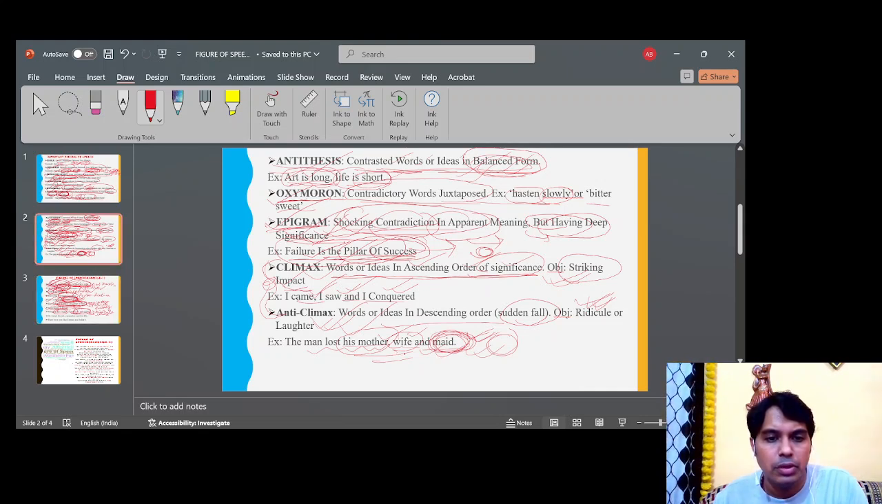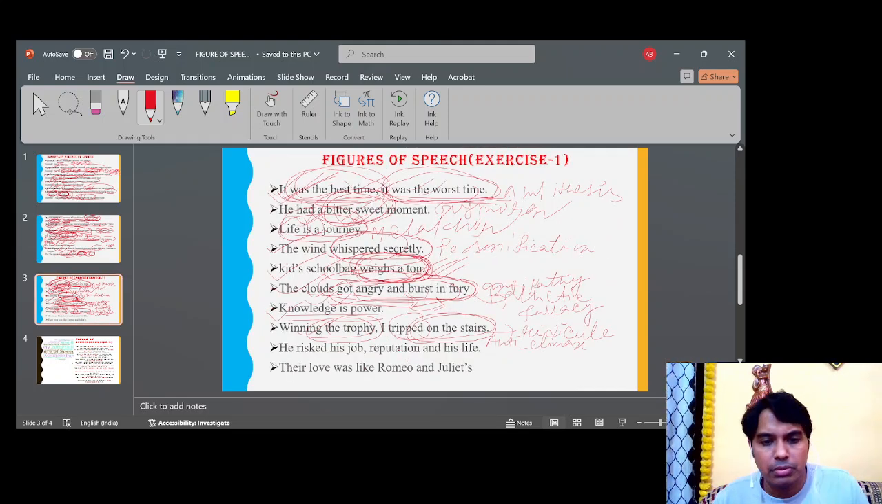Look, you will see: winning the trophy, I tripped on the stairs. So I tripped on the stairs; its objective is to create ridicule, fun or laughter. So it is anticlimax. Now moving on to the next example we have, he risked his job, reputation and his life.